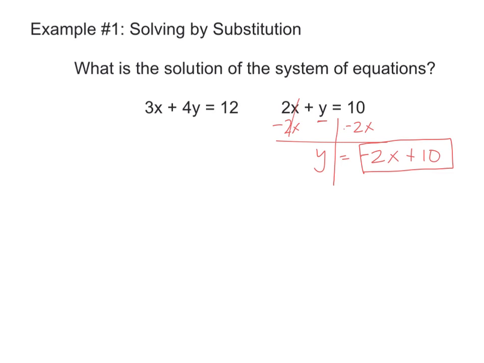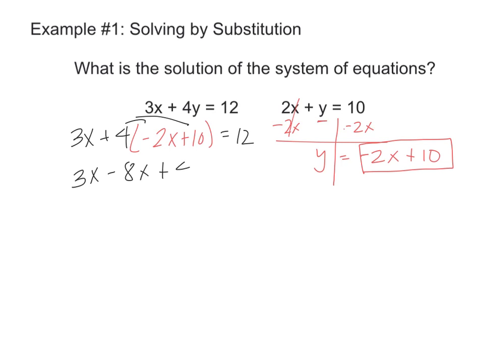So here we go. We will have 3x plus 4 in parentheses, negative 2x plus 10 equal to 12. And then we're just going to continue to solve. Notice here with the 4, we're actually going to distribute. So we will have 3x in the front, doesn't change. 4 times negative 2x is negative 8x. 4 times 10 is positive 40. And this will still all equal 12.